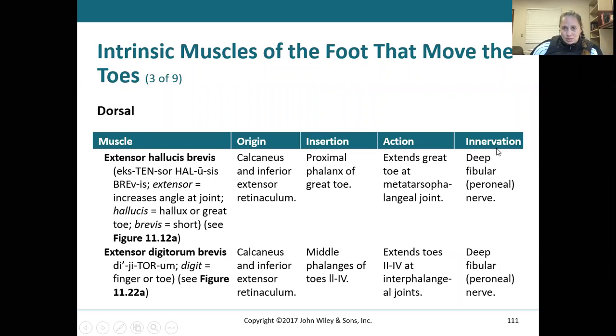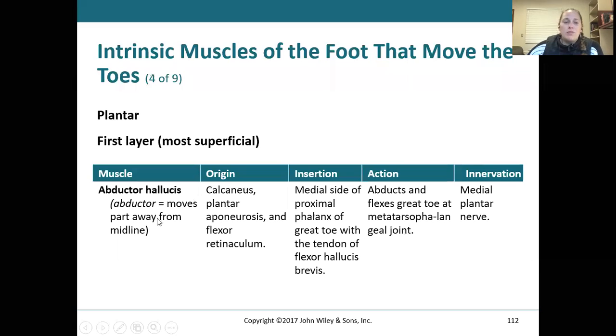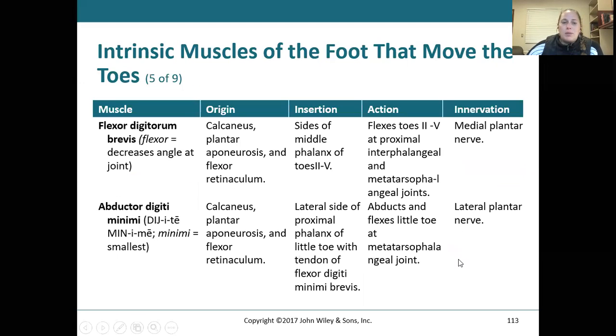Okay, so the extensor hallucis brevis is going to extend the great toe at the metatarsophalangeal joint. Its innervation is the deep fibular nerve. The extensor digitorum brevis extends toes 2 through 4 at the interphalangeal joint. It's the deep fibular nerve. The adductor hallucis adducts and flexes the great toe at the metatarsophalangeal joint. It's the medial plantar nerve. And the flexor digitorum brevis, again, flexes toes 2 through 5 at the proximal interphalangeal and metatarsophalangeal joints. The innervation is the medial plantar nerve.